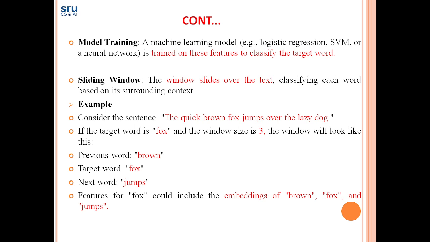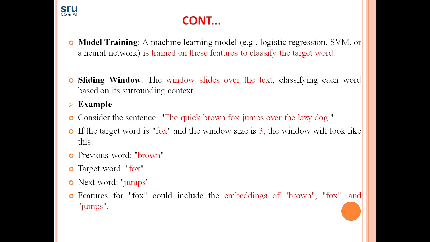Model training: examples are logistic regression, support vector machine, or a neural network, which is trained on the features to classify the target word. The sliding window slides over the text, classifying each word based on its surrounding context.